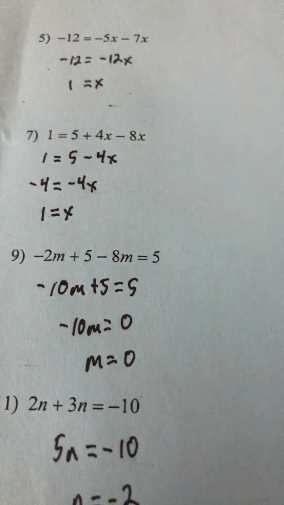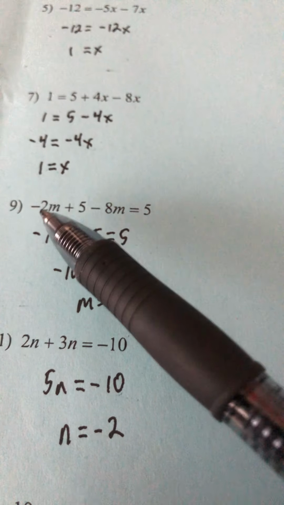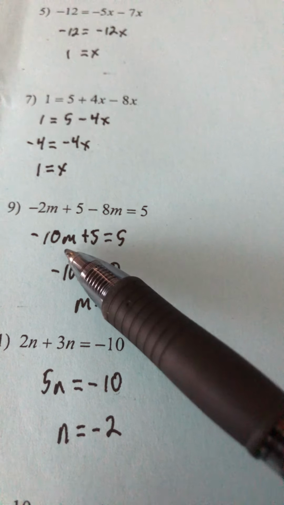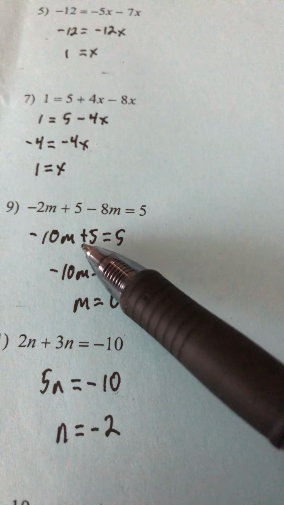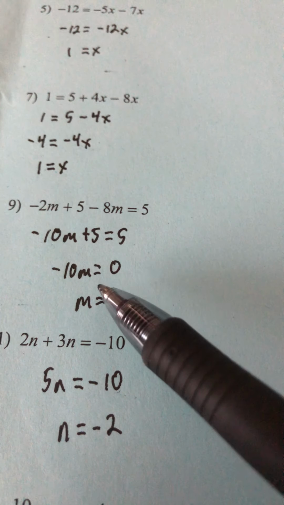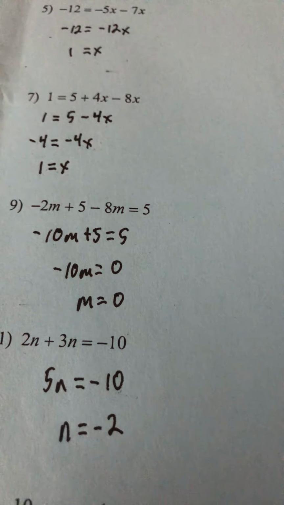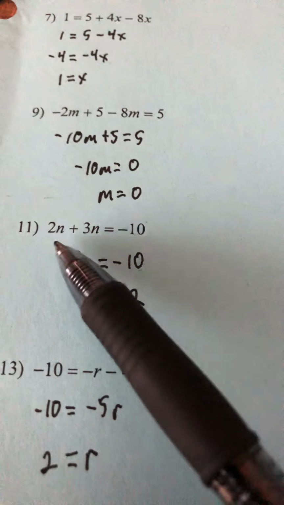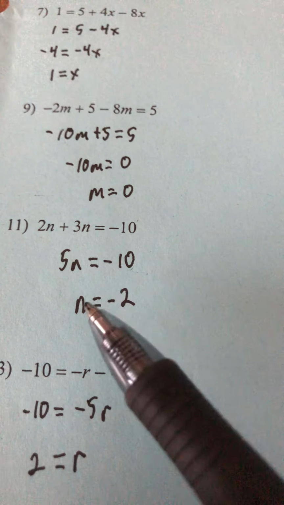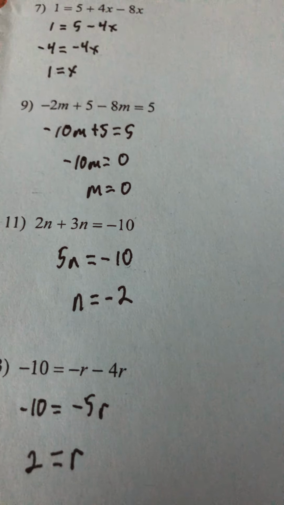No, it's minus 8. So moving on, I have negative 2m and negative 8m. That gives me my negative 10m. And then I have plus 5 equals 5. And then I subtract 5 from both sides, and then I divide both sides by negative 10, and I get m equals 0. I'm putting my 2n and my 3n together. It gives me 5n. That equals negative 10. I take negative 10, I divide by the 5, and I get negative 2.